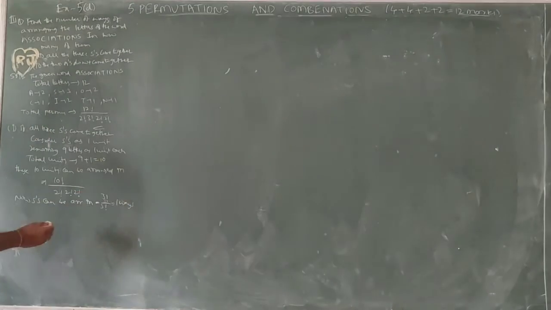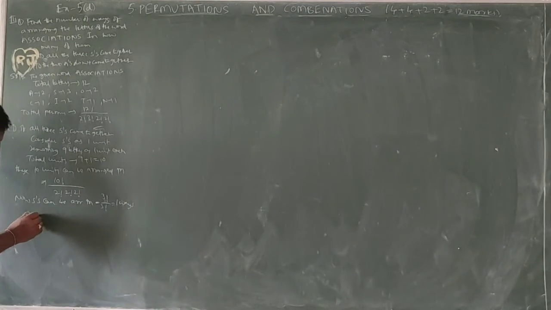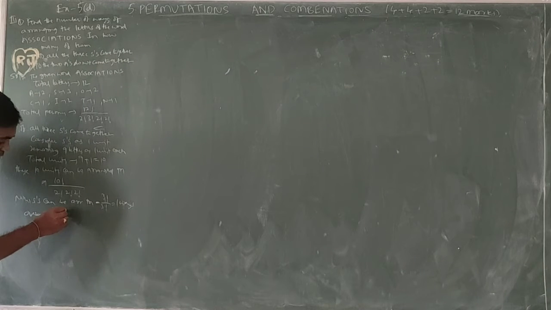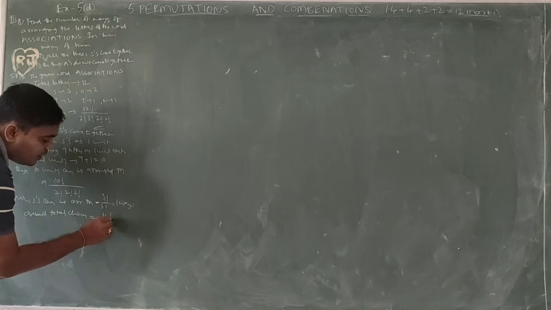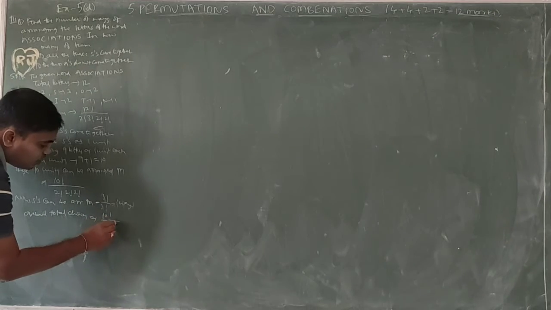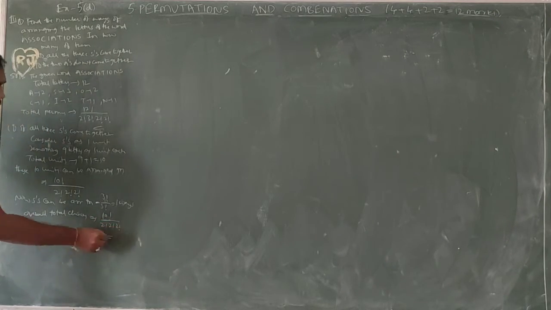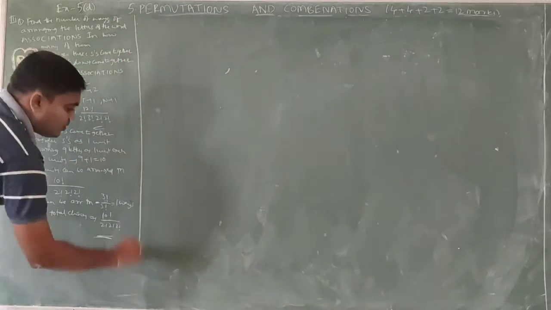Okay. Overall, total choices equal to 10 factorial by 2 factorial, 2 factorial, 2 factorial into 1. No need to write. Okay.